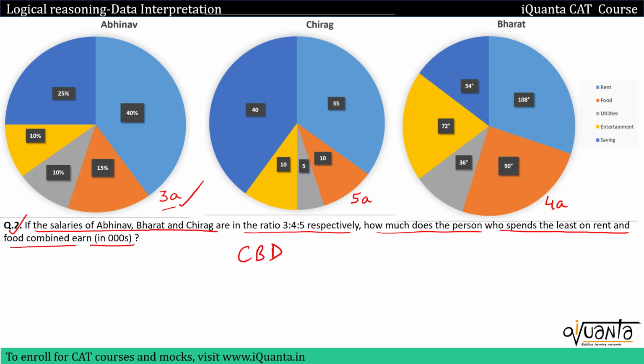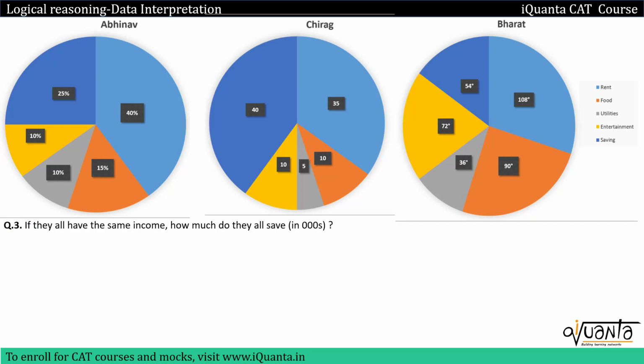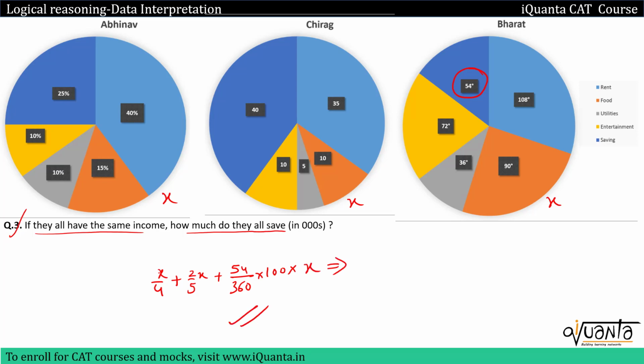Let us try to solve the third one. This one was very easy. Third one is, if they all have the same income, how much do they all save in thousands? Let me assume that Abhinav, Chirag and Bharat all have salary X. So now when you talk about savings of Abhinav, it is 25% of X, that means X by 4. Saving of Chirag would be 40% of X, that means 2X by 5, and saving of Bharat would be 54 upon 360 into 100 into X, because here we have values in degrees. So this is the total saving of these three people.